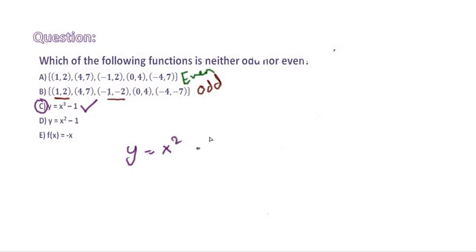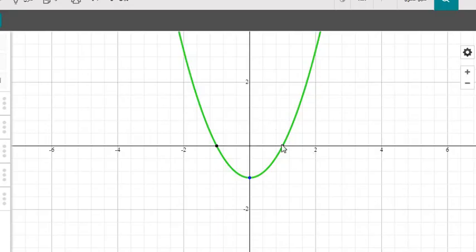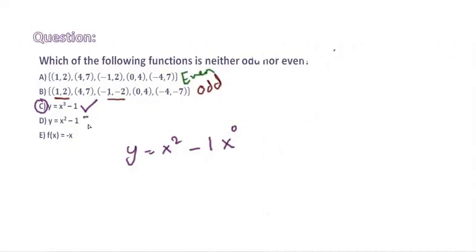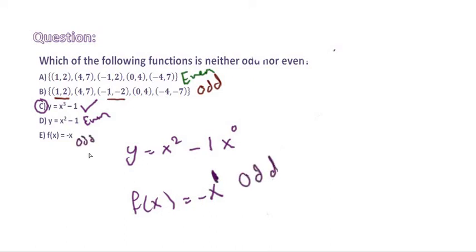Y equals x squared minus 1. This is an even function because this is an even power, it's 2. And here it's x to the power of 0, they are both even. If you want to graph this to check, this is the graph of x squared minus 1. It is an even function because it's symmetric about the y-axis. So we can say that this is even. The last one is an odd function because f of x equals negative x has a power of 1. And this is an odd power. This is an odd function.